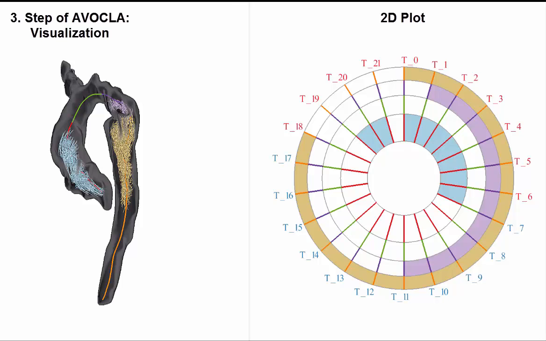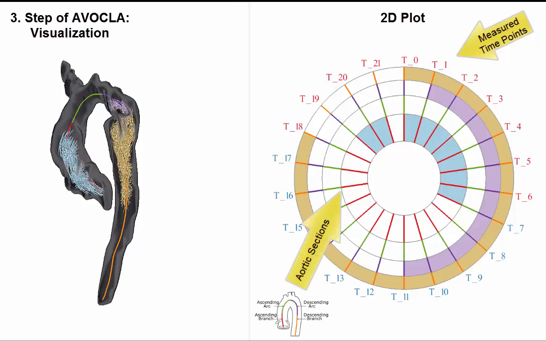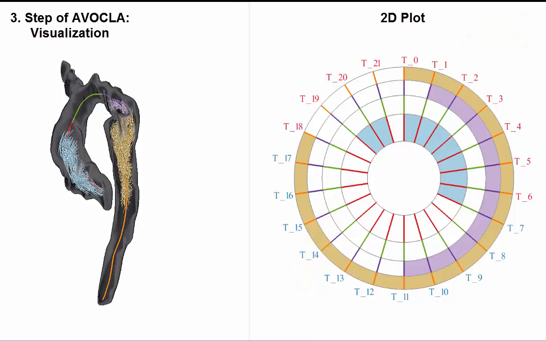The temporal component of each pathline point is mapped to the angle, whereas its spatial position is mapped to the radius. Each plot segment is colored according to the cluster portions, at which red time points represent the systole and blue time points the diastole. For example, the blue vortex occurs during the systole in the ascending branch.